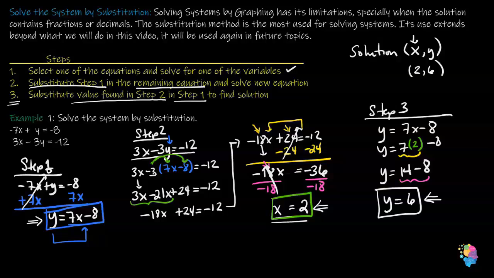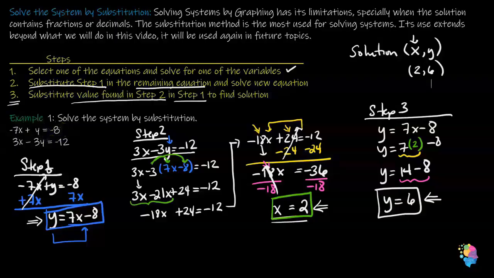Now, you can actually check if this is a solution by substituting back into the equation. That means if you go back to the original equations and you substitute the x's with 2's and the y's with 6, you will find that what you get on the left side of the equation is going to be the same value as the right side.